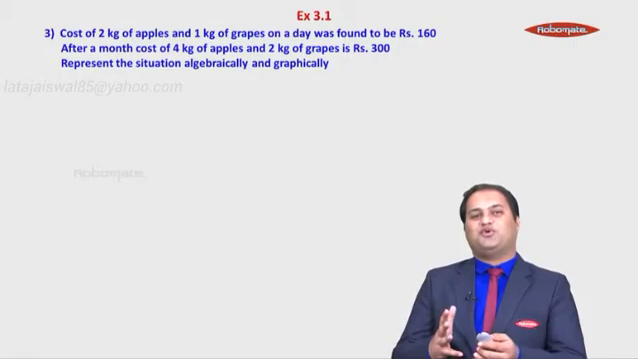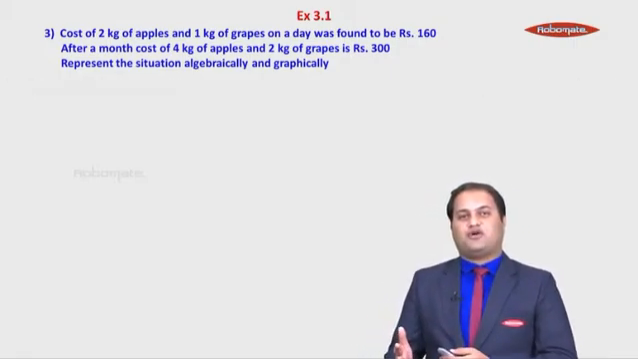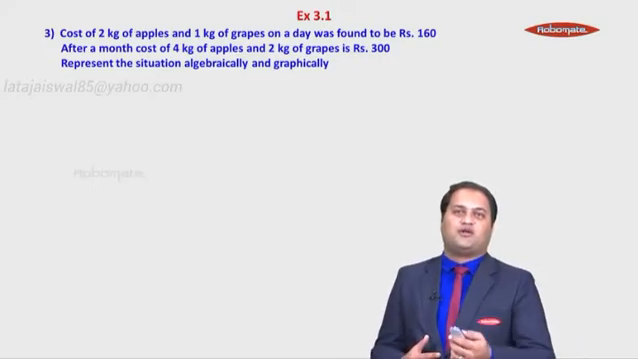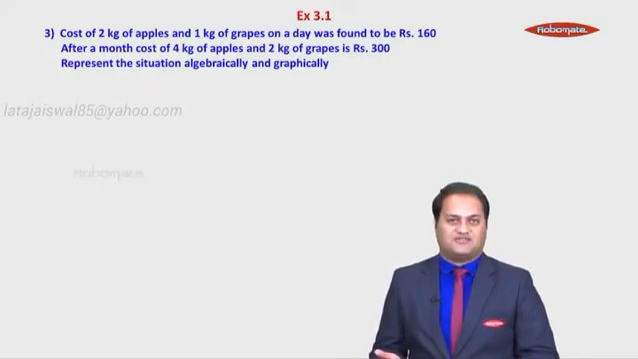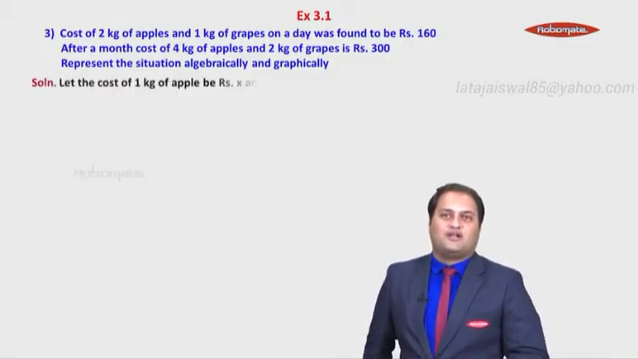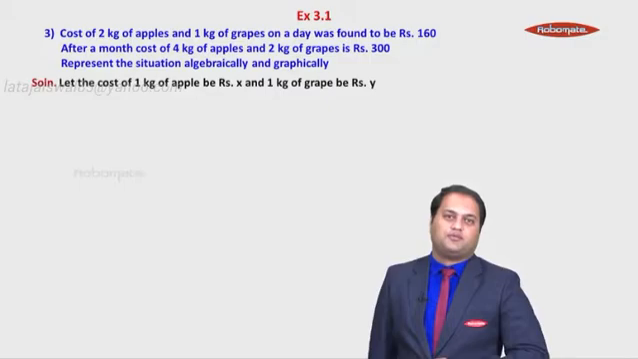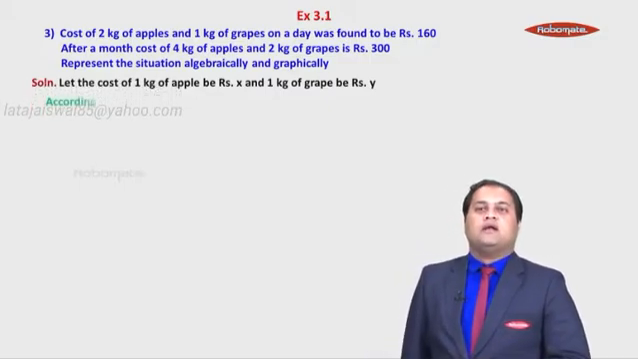The sum is absolutely similar to the previous sum, just that in the previous sum they were talking about bats and balls. This time they are talking about grapes and apples, right? So the start would remain the same. What would be the start? Let the cost of 1 kg of apple be rupees X and 1 kg of grapes be rupees Y, right?